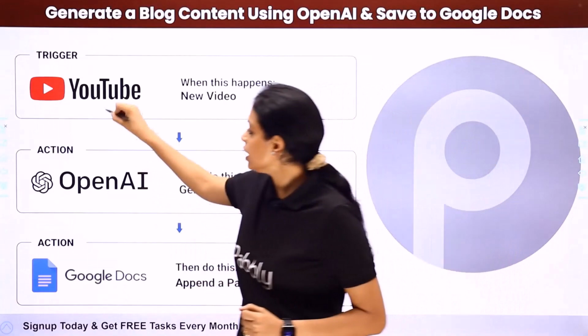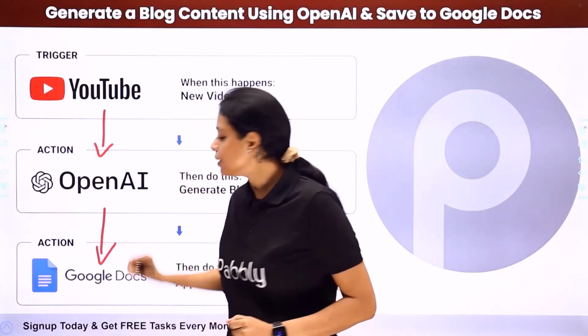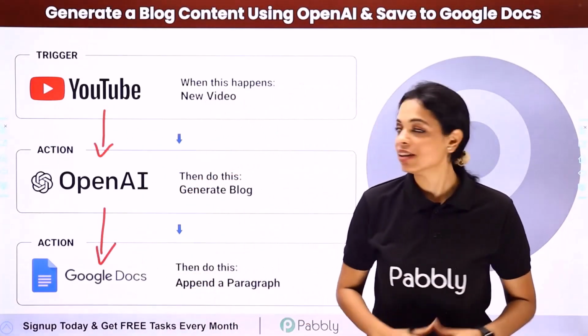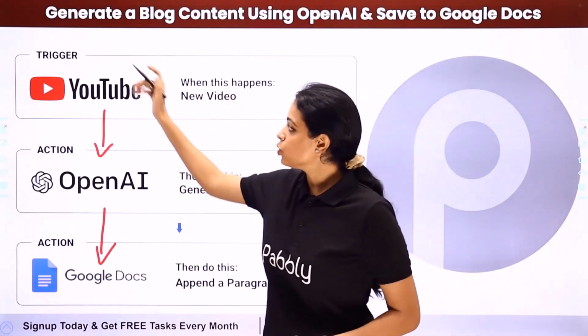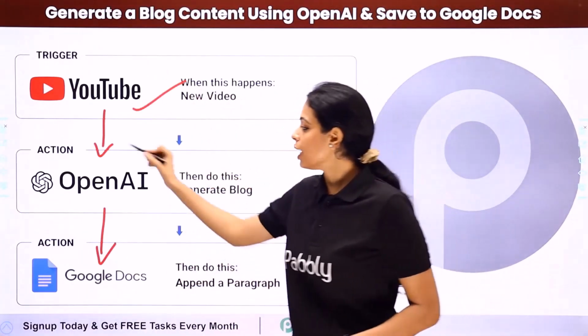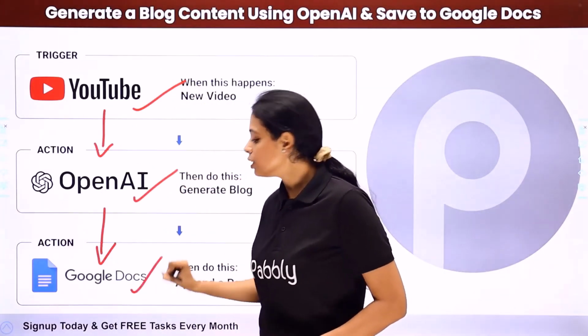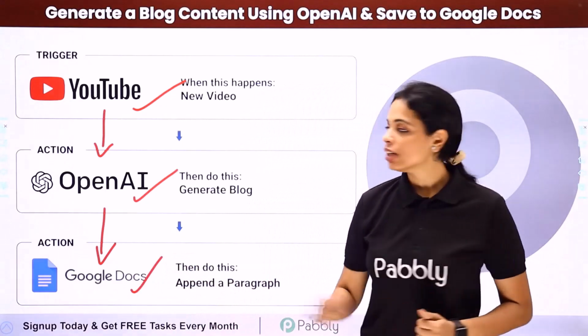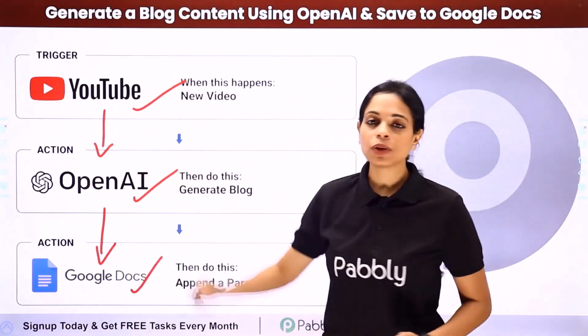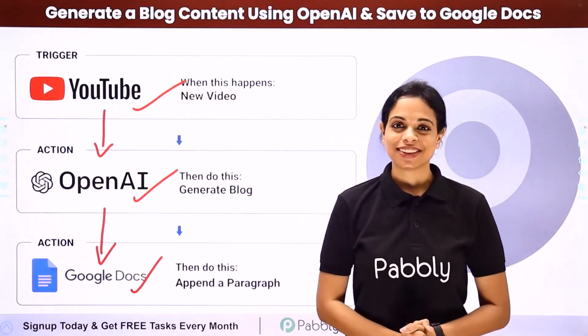Here you will have to integrate these 3 applications, and the same can be done using Pabbly Connect software. This one-time setup can be done by making sure that your trigger application is YouTube, and your action applications are OpenAI and Google Docs. Now to understand how you can integrate and automate this entire process yourself, let me take you to my screen.